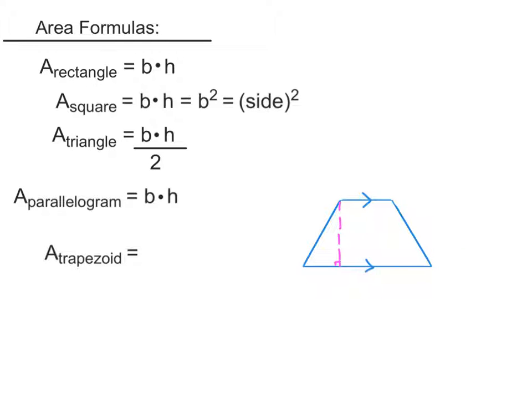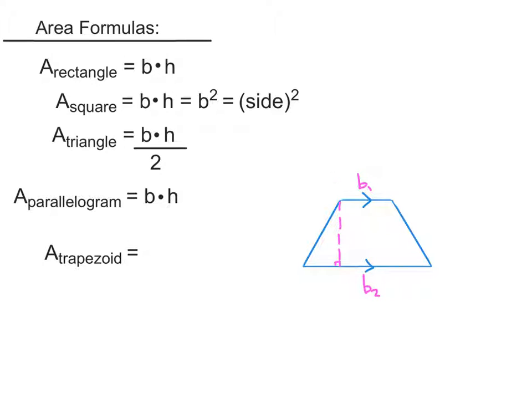Okay, so I'm noticing a pattern here. Area of a rectangle, base times height. Area of a square, base times height. Area of a parallelogram, base times height. Area of a triangle, base times height divided by 2. Okay, if I had to guess, for the area of a trapezoid, I'm going to say base times height. The problem with the trapezoid is my upper base and my lower base are two different lengths. So how can I make the formula base times height work? The answer is I average them.